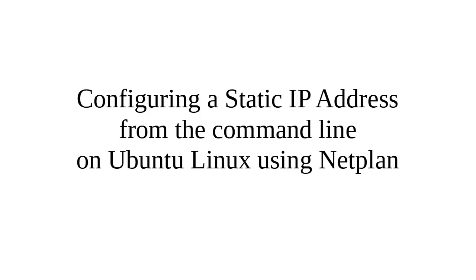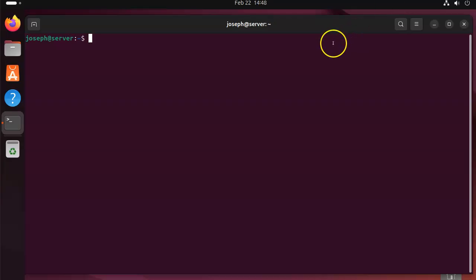Let's look at how to configure a static IP address from the command line on Ubuntu Linux using Netplan. Ubuntu uses Netplan for its configurations of IP addresses, and it requires you to have root access. So I'll go ahead and switch over to root in order to be able to see it and configure it.